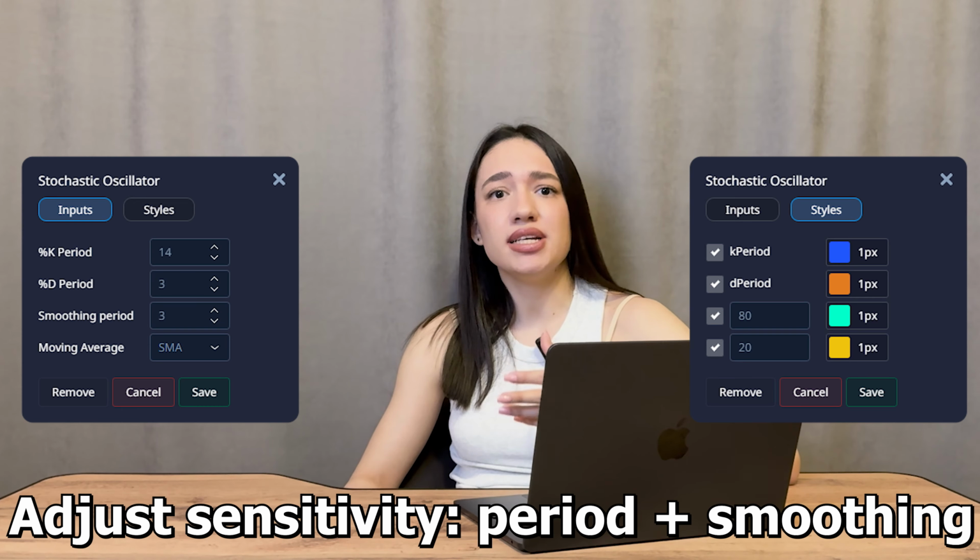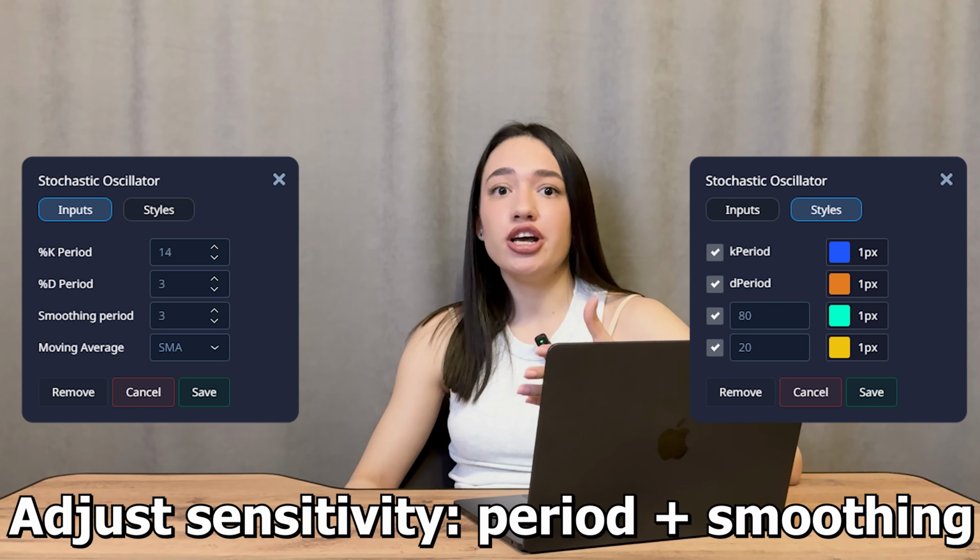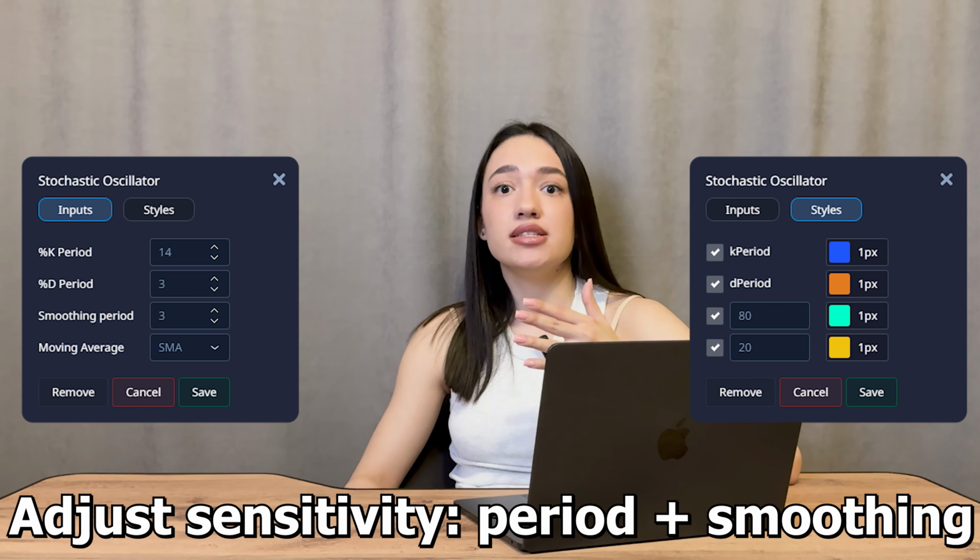The main benefit of stochastic: it helps to notice moments when momentum begins to change, and the market may be close to too hot or too cold conditions. Plus, it's flexible. Its sensitivity can be decreased or increased by changing the observation period and smoothing.